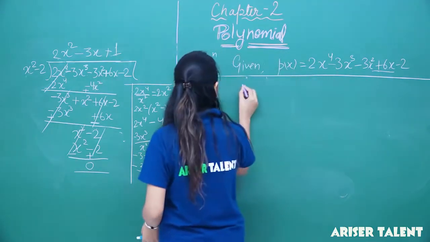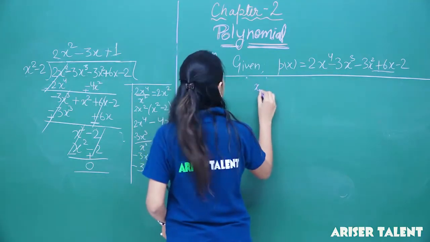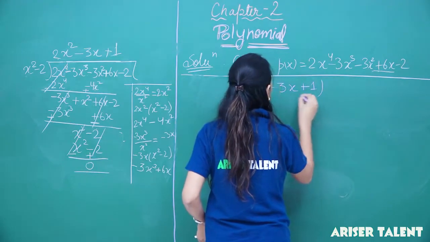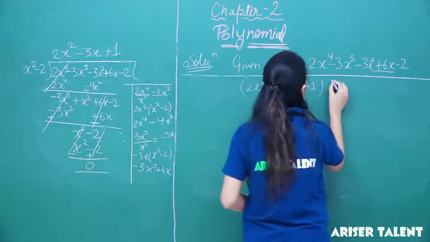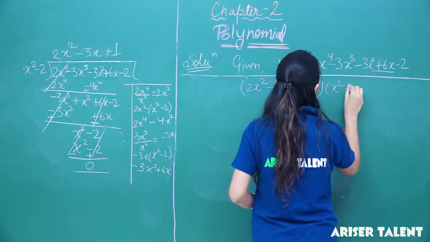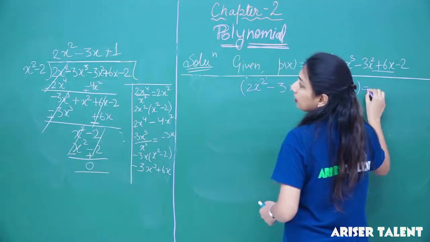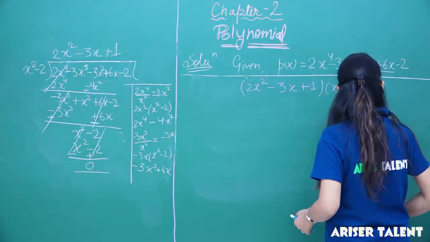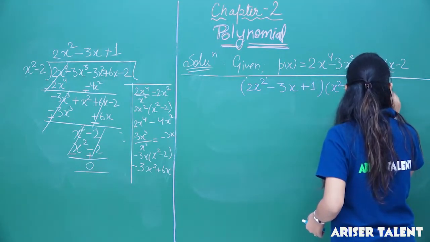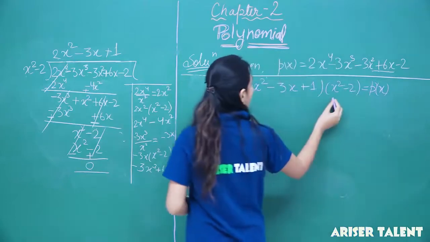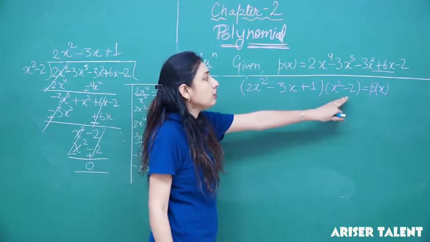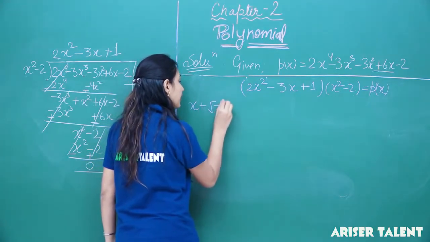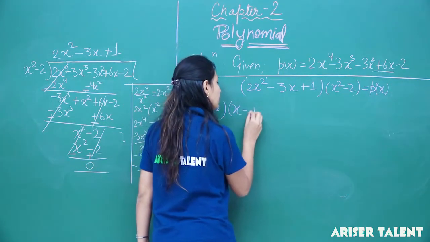So, we are having 2x square minus 3x plus 1 as a factor of our px, given px. Now, we have already x square minus 2 as x plus root 2 and x minus root 2.